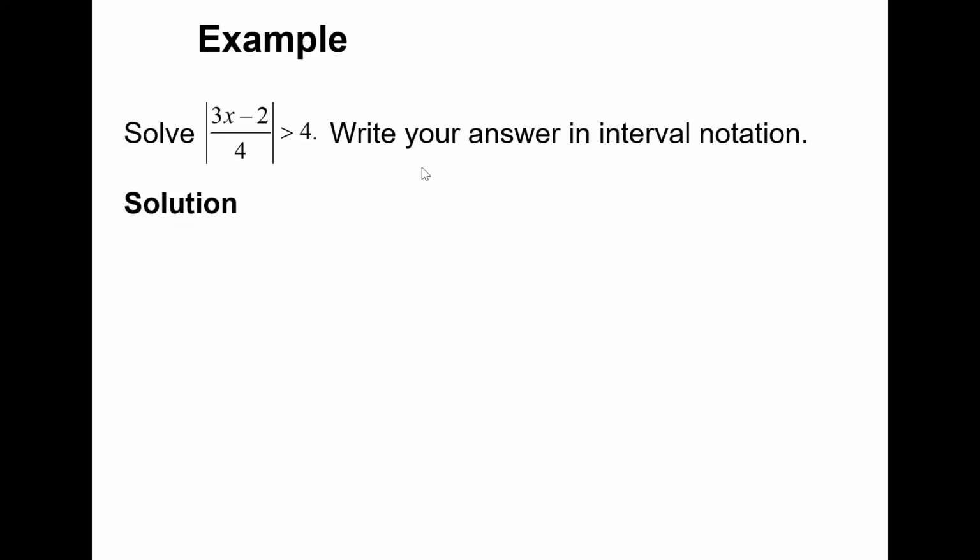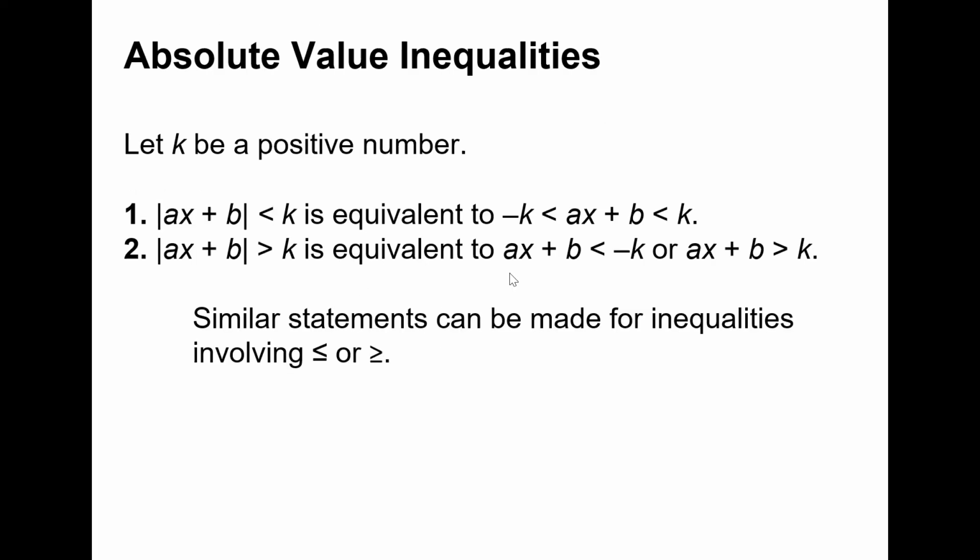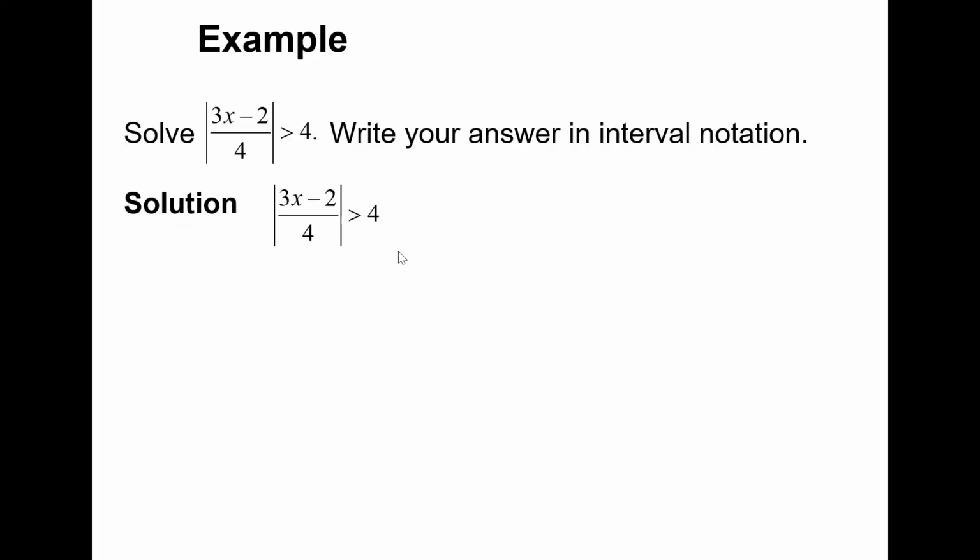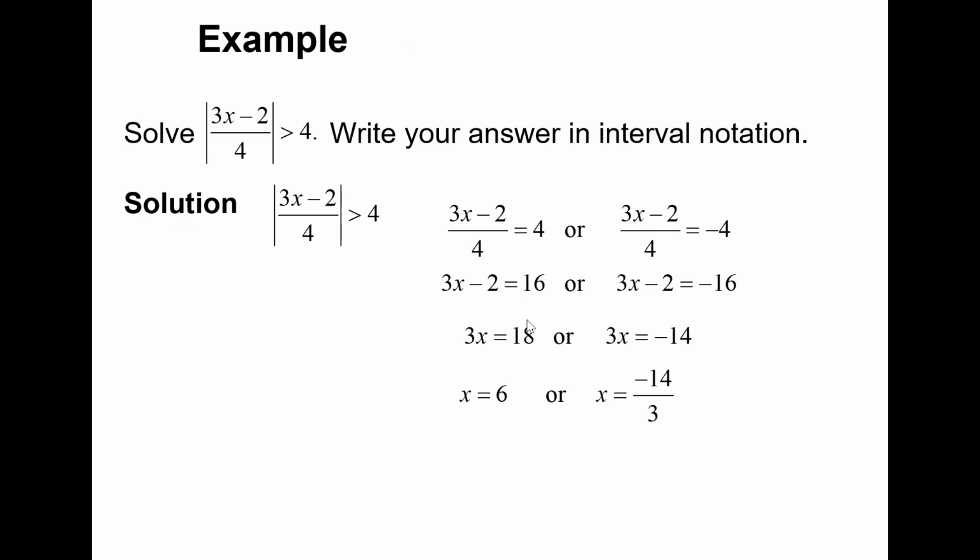All right, so let's do one where we just have strictly greater than. So it's going to look like this one. It's going to be less than negative k or greater than positive k. So drop our absolute value and we have that. And we're going to work it here, with the equalities. And so those are going to be your two values. And so x is going to be less than this one or greater than this one. Now, that would give us the interval notation between negative infinity to negative 14 thirds, union 6 to positive infinity. Okay.